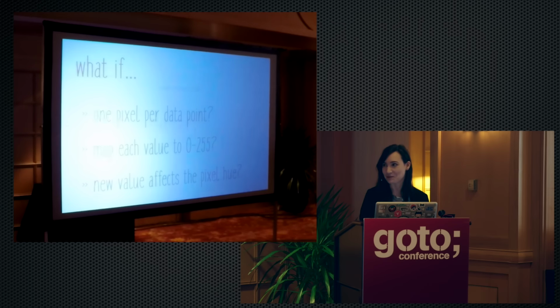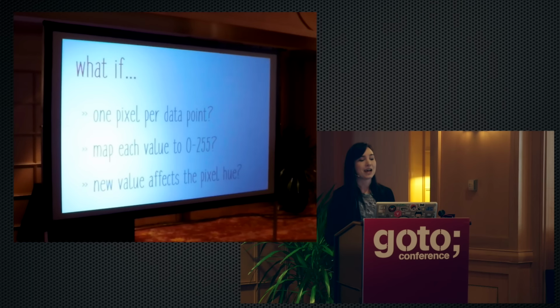Okay, definitely etched in people's memories. So what if we took this sound and we mapped one pixel per data point? For each value that was -1 to 1, we assigned a pixel to that. And then what if we changed that range and mapped it to be 0 to 255 instead? Because -1 to +1 is a weird range to work with when we're talking about colors or any kind of value in JavaScript. And then what if the new value, from 0 to 255, affected what the hue value of the pixel was? So we can alter color depending on the value of each sample.